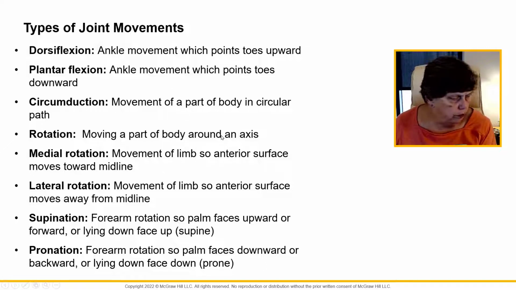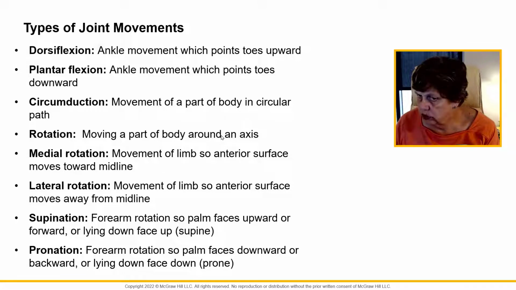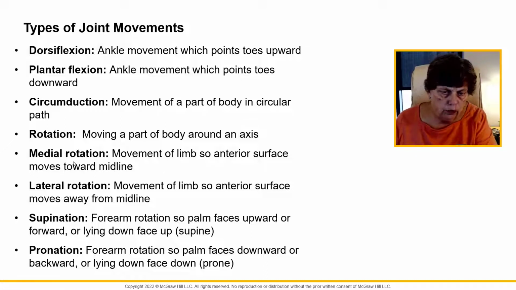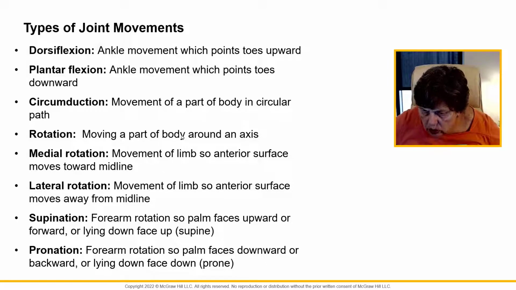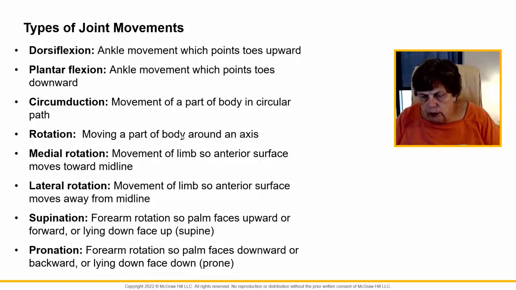Rotation is when you move a part of the body around an axis, like your head. You can have medial rotation, where you're moving it towards the midline, lateral rotation, where you're moving it away from the midline, and then you have supination and pronation. This is primarily in the forearm, and the muscle actually is called a pronator. When the forearm rotates, in anatomical position, so the palm faces downward or backwards, you're pronating, and when you turn it back up, it's supination.